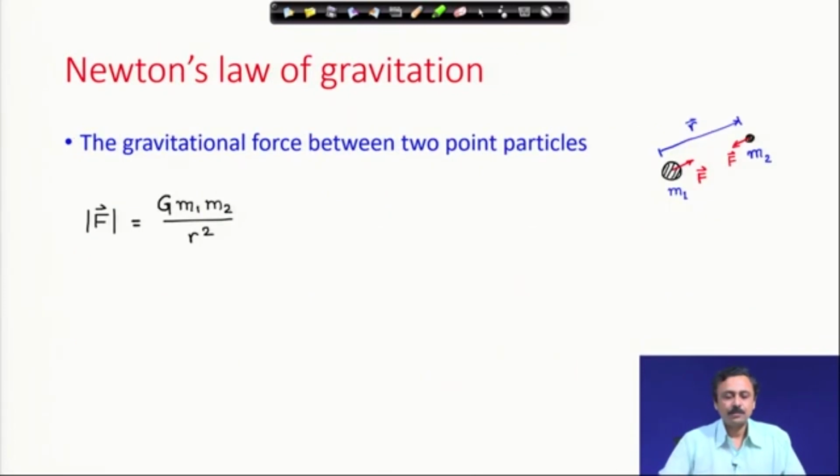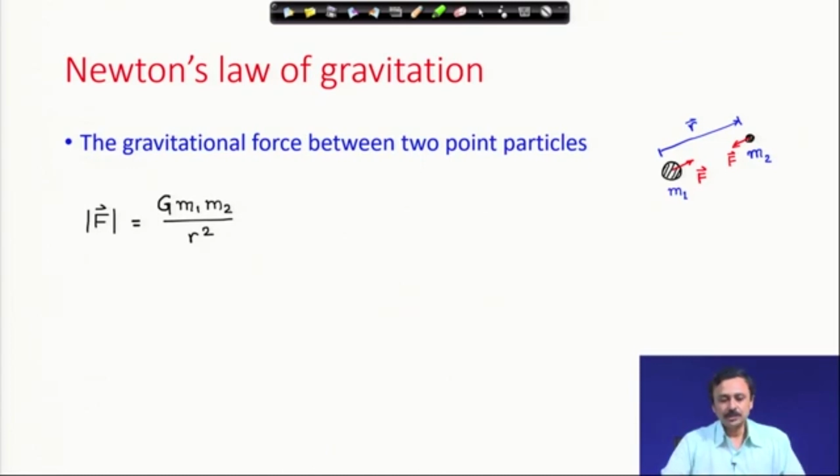Then comes Newton's law of gravitation, which puts the study of motion of planets as a part of dynamical calculation, dynamics. Imagine two particles, one of mass m1, the other of mass m2, separated by a distance I have shown as a vector r.